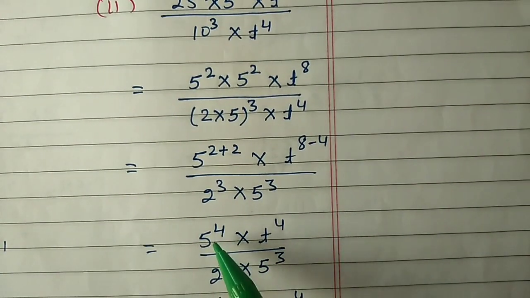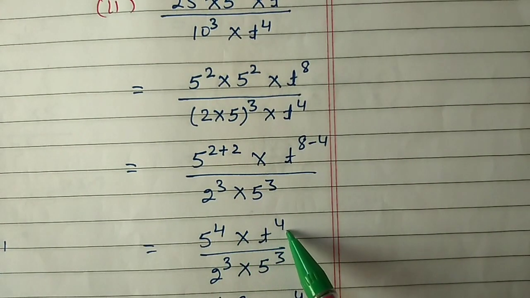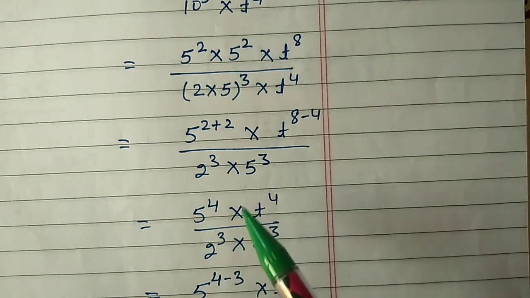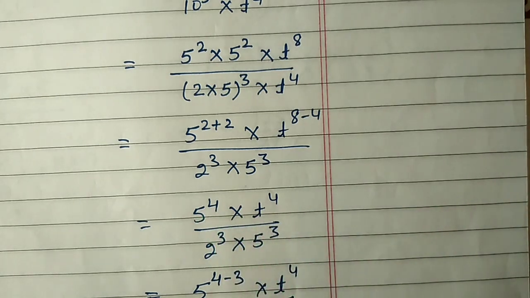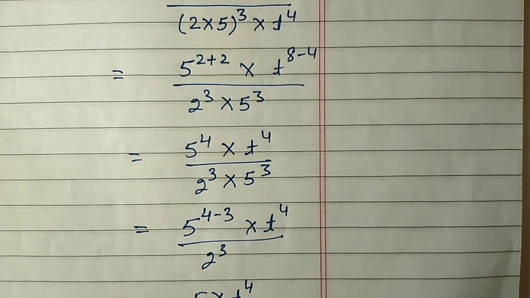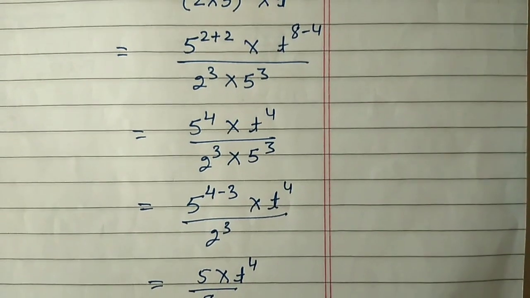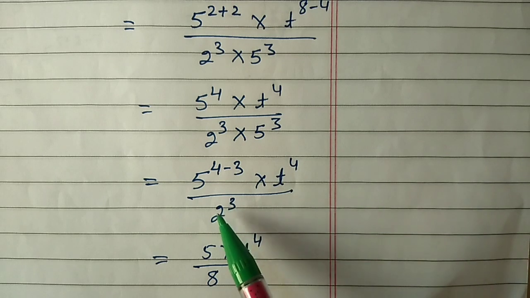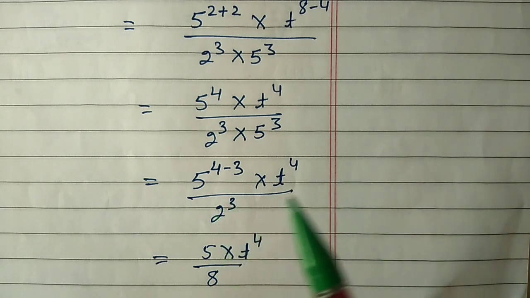So we have now 5 to the power 4 multiplied by t to the power 4 divided by 2 to the power 3, 5 to the power 3. Again we can adjust this 5 power. This 5 and this 5 is in division. It means power we have to subtract. So we can write 5 to the power 4 minus 3 multiplied by t to the power 4 divided by 2 to the power 3. So 5 to the power 4 minus 3 is equal to 5 to the power 1 multiplied by t to the power 4, and 2 to the power 3 means 2 three times we have to multiply, that is equal to 8.